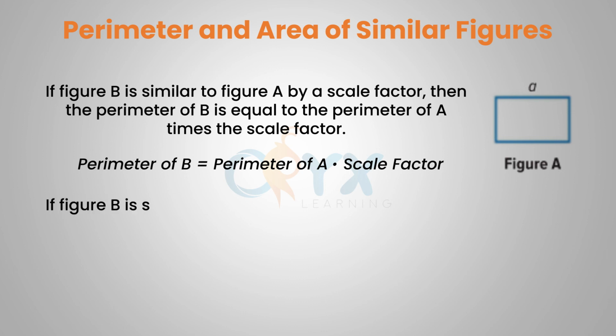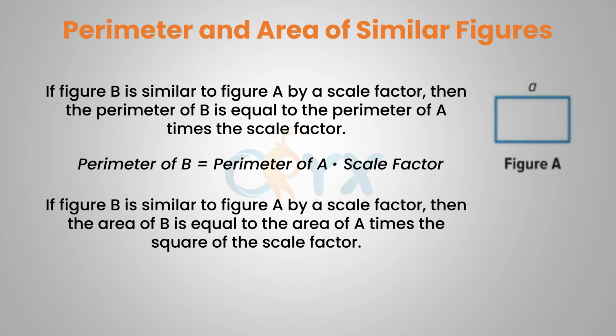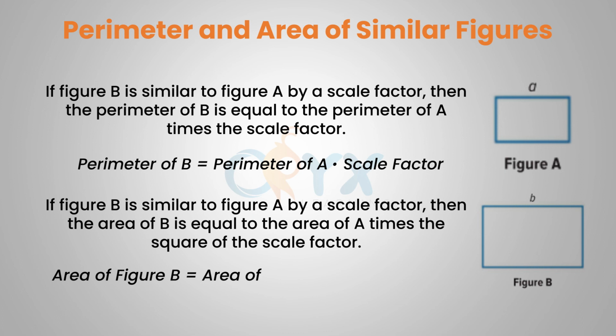If figure B is similar to figure A by a scale factor, then the area of B is equal to the area of A times the square of the scale factor. So the area of figure B is equal to the area of figure A times the scale factor squared.